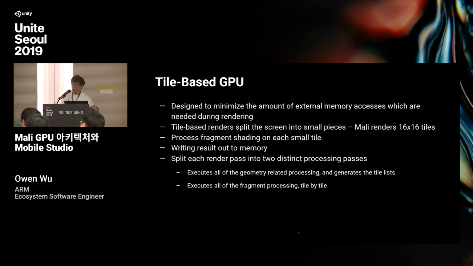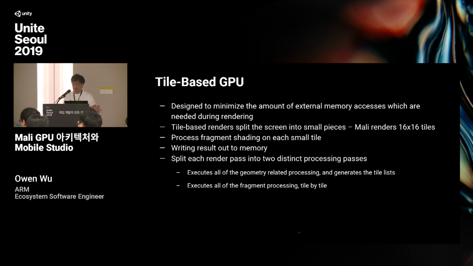Most modern mobile GPUs use tile-based rendering mode. It is designed to minimize the amount of external memory access needed during rendering. The tile-based renderer splits the screen into small pieces, which we call tiles. The tile size of the Mali renderer is 16 by 16. The GPU processes fragment shading on each small tile, then writes the result out to external memory when the tile is finished.